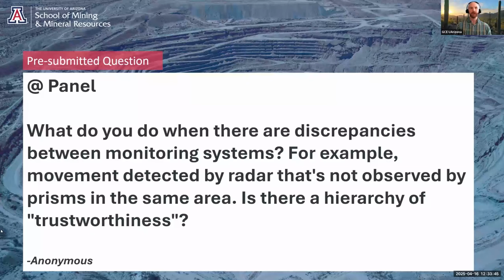So this one sort of piggybacks off of what Nani was talking about with comparing different systems. What do you do when there are discrepancies between monitoring systems? For example, movement detected by radar that's not observed by prisms in the same area. Is there a hierarchy of trustworthiness? And Nani, since you brought that up, maybe I'll direct this question to you first.